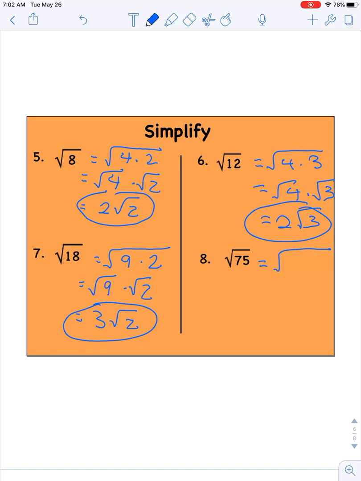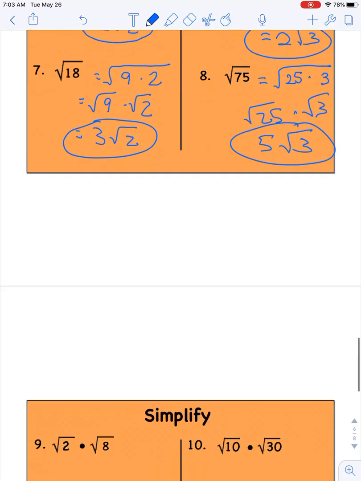So look at your list. Look down the list that you wrote down. Well, 25 is a perfect square and it goes in there. 25 goes into 75 3 times. Now we give each their own square root sign using that product property, and we get 5 square root of 3. All right, so that's what we're going to be working on.